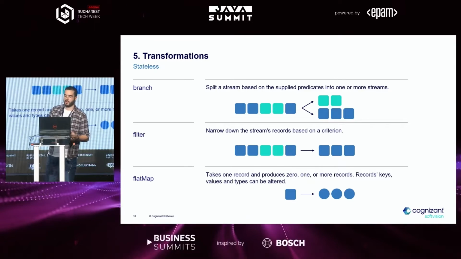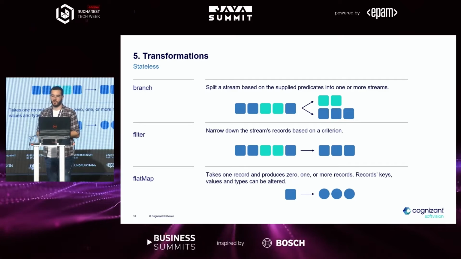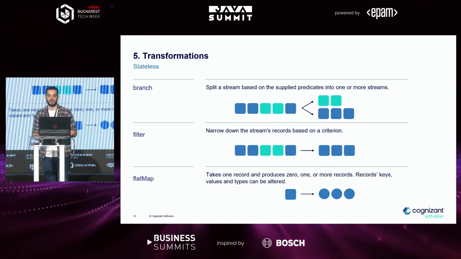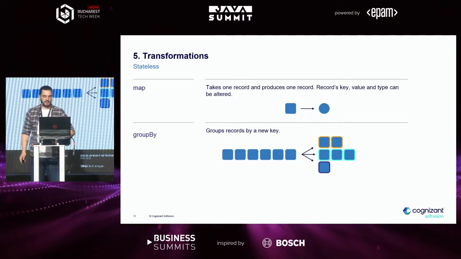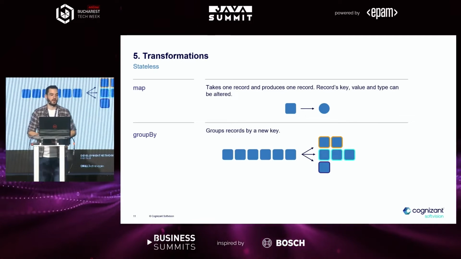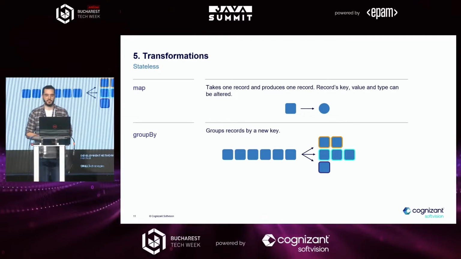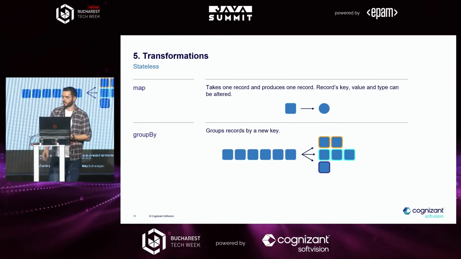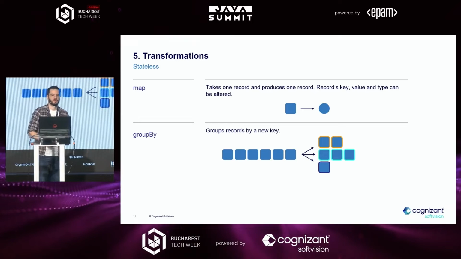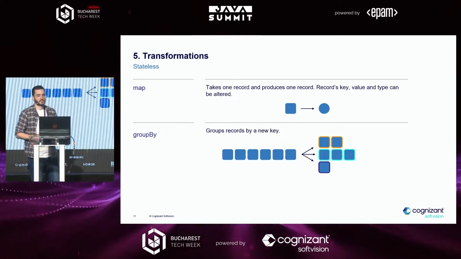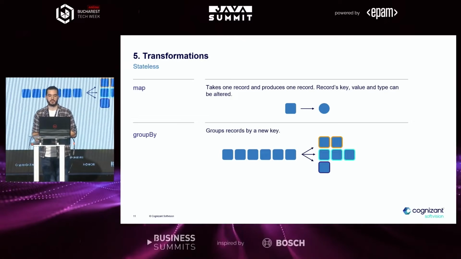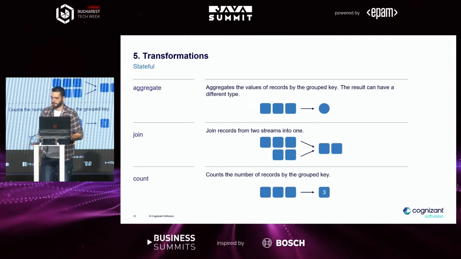FlatMap takes one record and produces 0, 1, or more records, and in the process, the record's keys, values, and types can be altered. You can see that there are some similarities between the functions in Java streams and those from Kafka Streams. So I'll go further with the map, which takes one record and produces one record. Of course, the record's key, value, and type can be altered in the process also. Another commonly used stateless function is groupBy, which groups records into substreams based on a provided key.